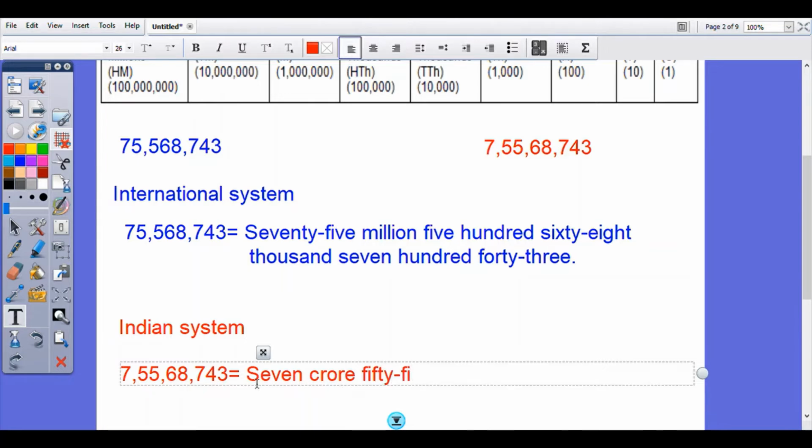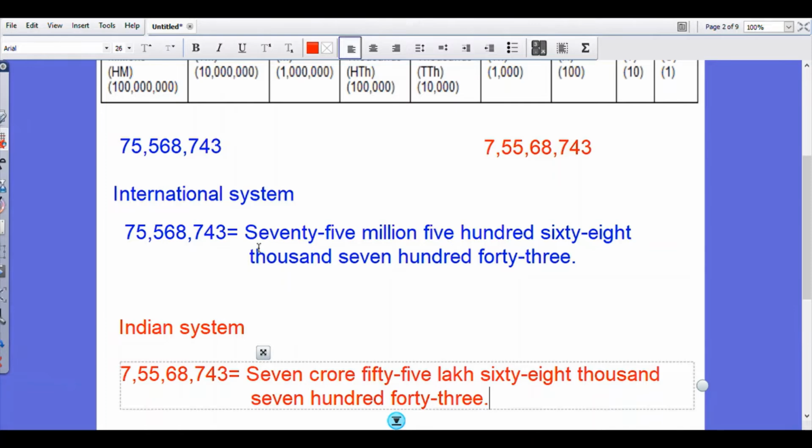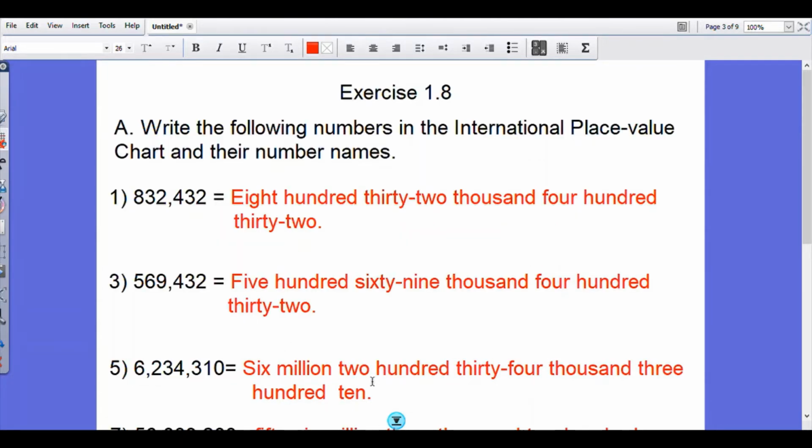55 lakh 68,000 743. Okay, students, the same number we have to write in the international system and in the Indian system. Now we start exercise 1.8.